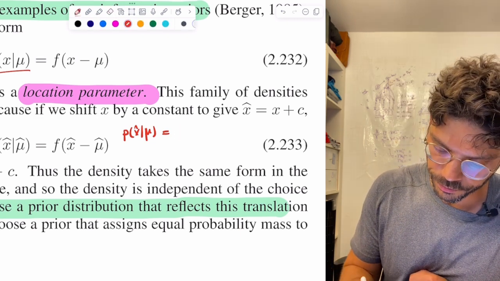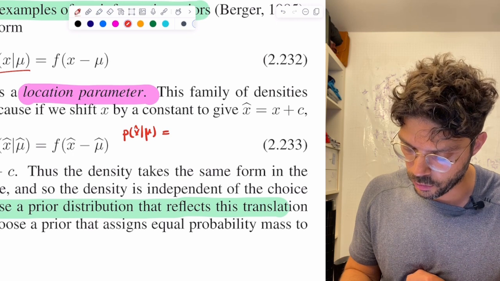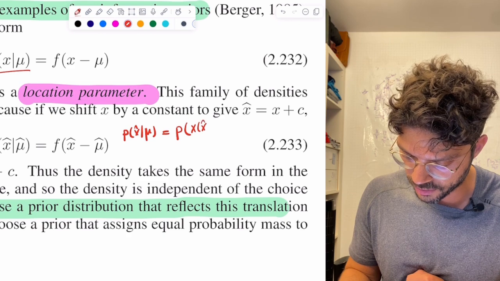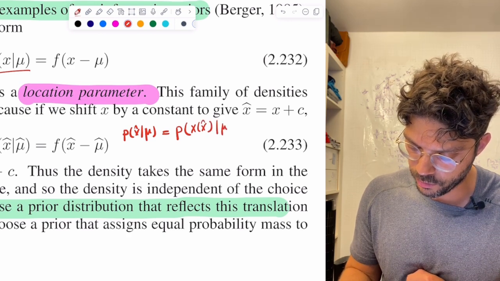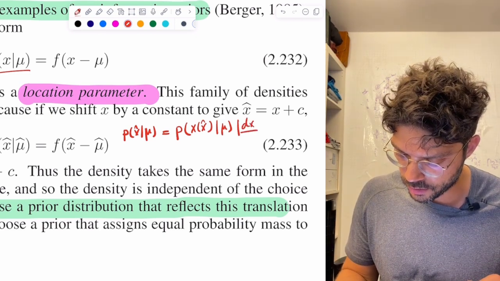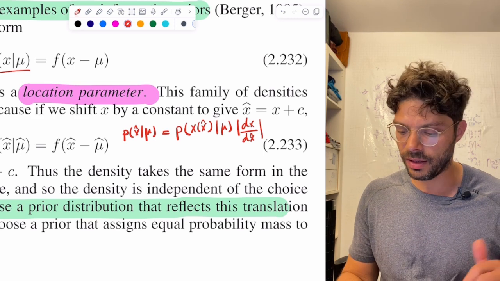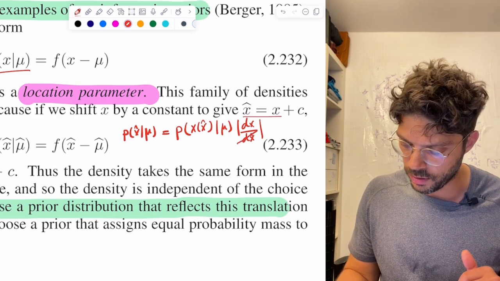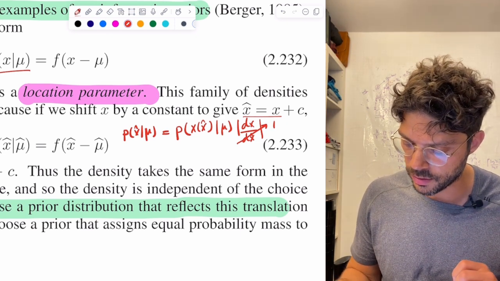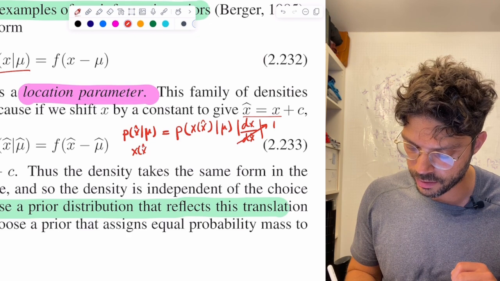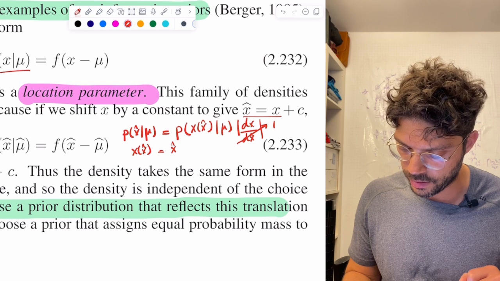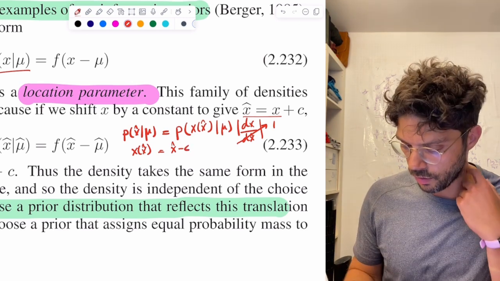All right. Cool. Okay, so this is going to be p of x, where x corresponds to x hat, given mu, times d of x hat. Now we're lucky in this case because our transformation is really simple, so this thing is just 1. And now what is x given x hat? Well, you just subtract and you get x equal to x hat minus c.